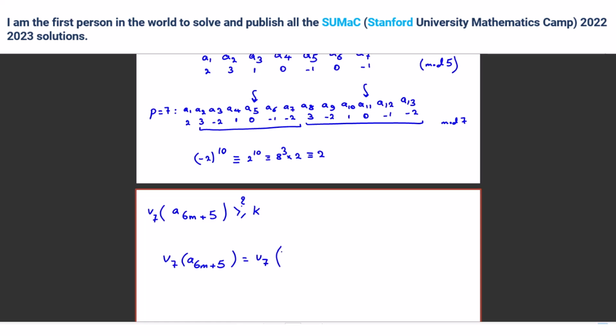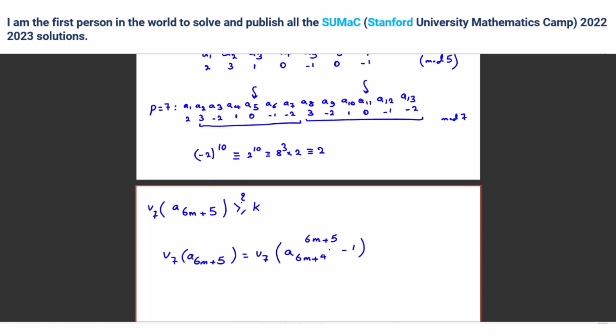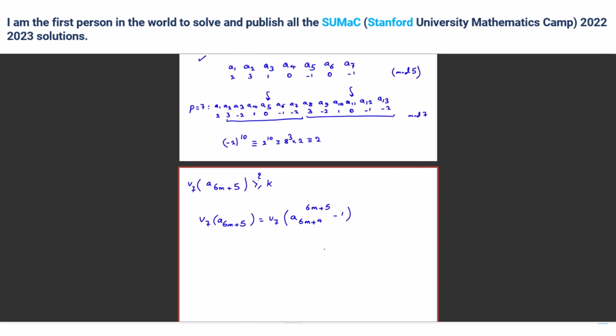Because you have that this is equal to v7 of a to the 6m plus 5 minus 1, which is v7 of a to the 6m plus 4 minus 1 to the 6m plus 5. So this is equal to v7. We know a of 6m plus 4 equals 1 mod 7.